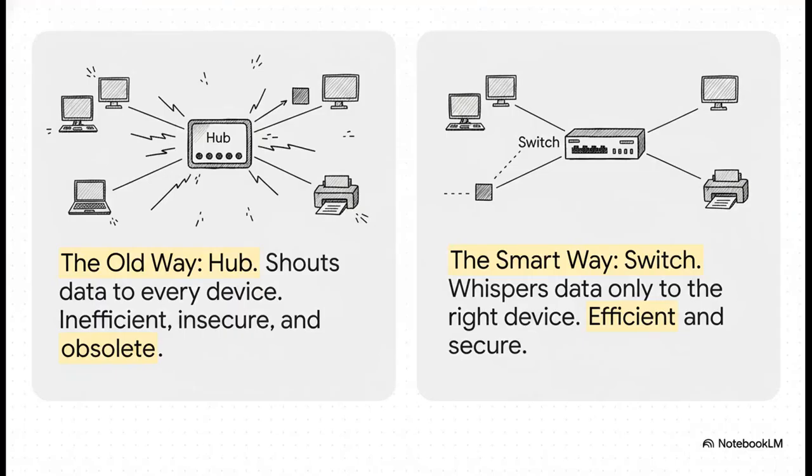Your computer, your phone, maybe a printer or a smart TV, all connected together. Now, to manage all this local chatter, we used to use a device called a hub. And it was pretty dumb. When a hub got some data, it would just shout it out to every single device plugged into it. As you can imagine, that was super inefficient and not very secure. That's why we moved on to the switch. A switch is like a smart traffic cop. Instead of shouting, it whispers. It knows exactly which device asked for the data and delivers it only to that device. It's way more efficient, way more secure, and it's the standard for any modern network today.